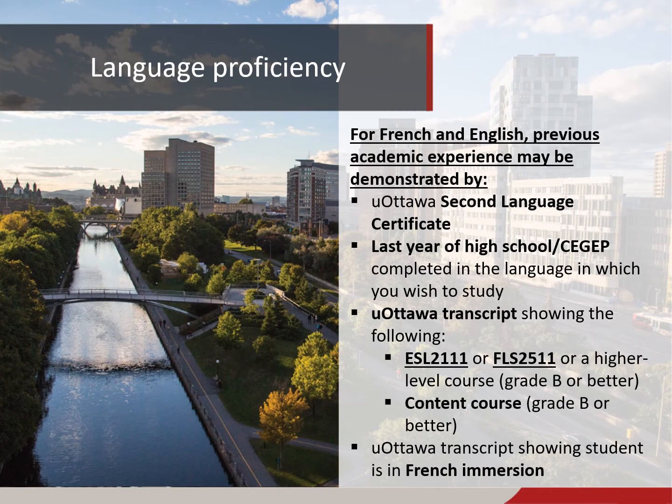You might be required to submit a proof of proficiency if you wish to study somewhere where the language of instruction is different than your language of instruction at the University of Ottawa or your native language. For French and English, here's how to show language proficiency. If you completed the U-Ottawa Second Language Certificate, upload a copy of your certificate. If you completed your last year of high school or cégep in the language in which you wish to study, upload a copy of your transcript showing it.